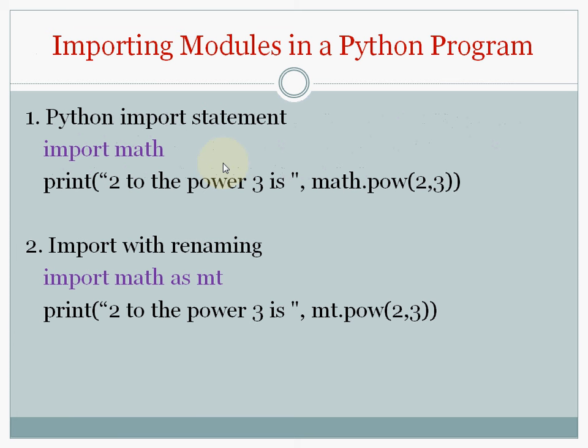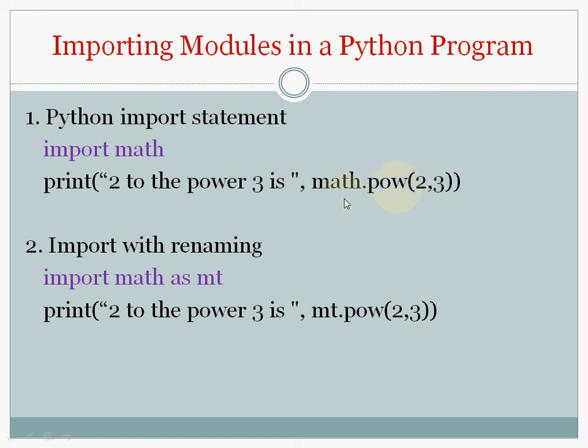Now see, these are some methods to import modules in our Python program. The first method is the Python import statement. Here you have to write the import keyword, then the name of the module. Here math is the name of the module. If you are using this statement, then how will you access the functionality of the module? You have to use the module name, the dot operator, and the function name of that particular module.